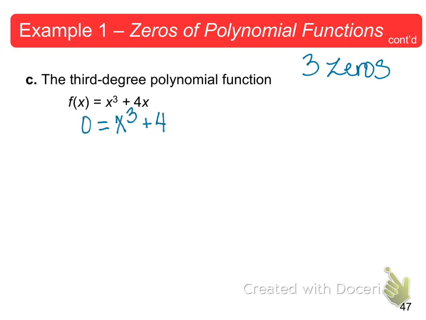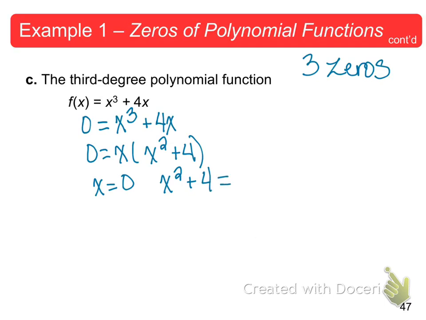I have a GCF I can factor out. I'm going to set each one equal to 0. When I do x squared, I get negative 4. When I take the square root of both sides, I have to add my plus or minus.